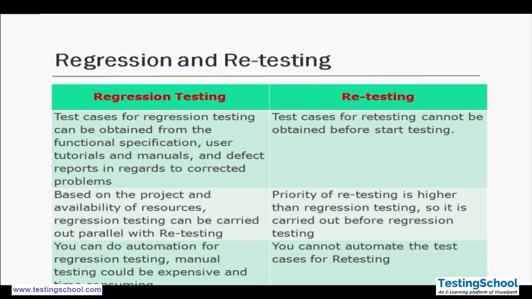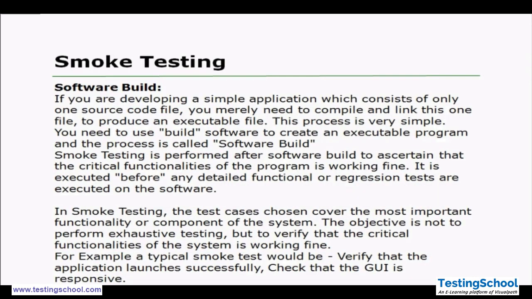So based on the project and the availability of resources, regression testing can be carried out in parallel. But retesting is carried out before the regression testing, because once the defect is fixed and you verify that the defect is fine, only then can regression testing be performed. In regression testing, you can automate your test cases, but in retesting, you cannot automate the test cases. So let's start with smoke testing.